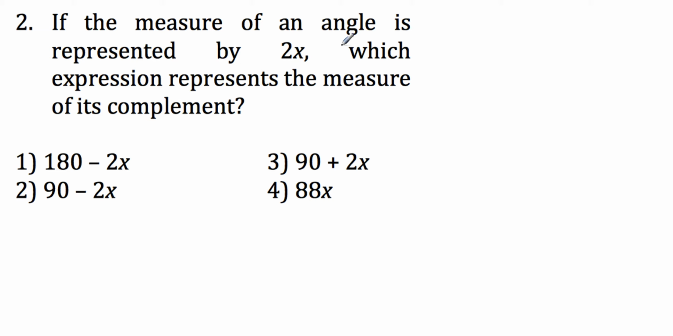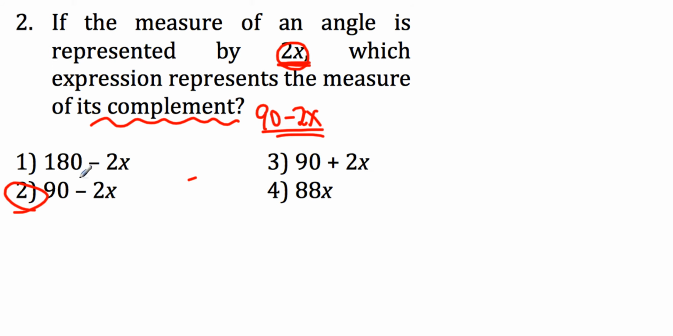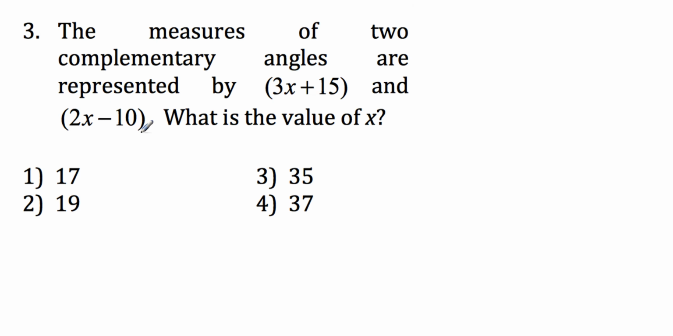If the measure of an angle is represented by 2x, okay, so 2x is one angle, which expression represents the measure of its complement? The complement basically means we have to add up to 90. The fact that one of them is 2x, then the other one must be 90 minus 2x, which is choice 2. All right, then let's look at number 3.